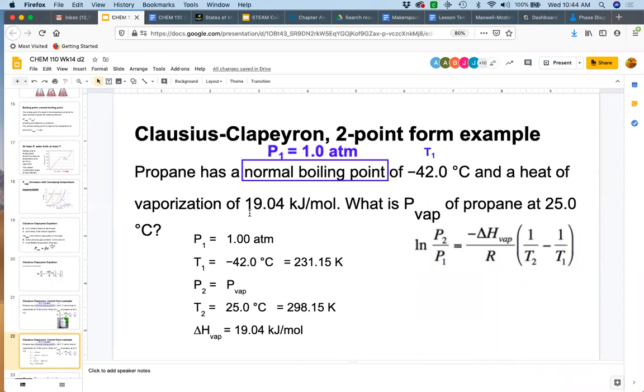So hopefully in your notes or on your whiteboard, you have something that looks like this. Notice you're going to need to convert both of your temperatures to Kelvin. Remember, you do that by adding 273.15 to whatever the temperature in degrees Celsius is that you're given. Now that we have all of our givens, we can think about substituting and solving for P2.